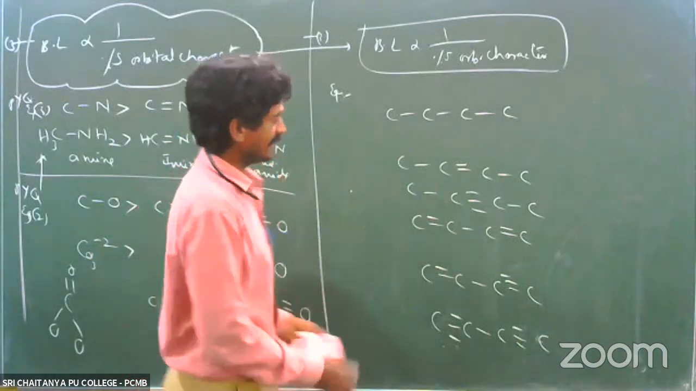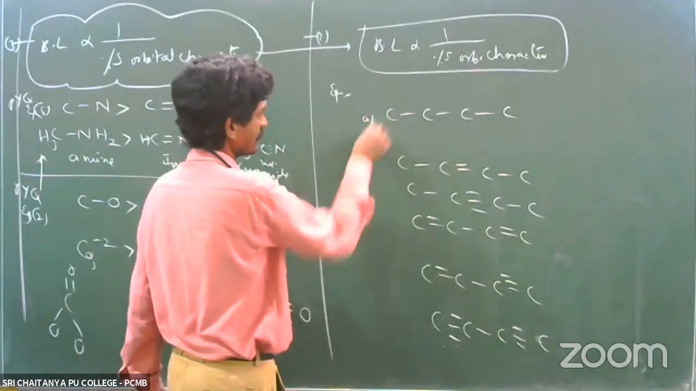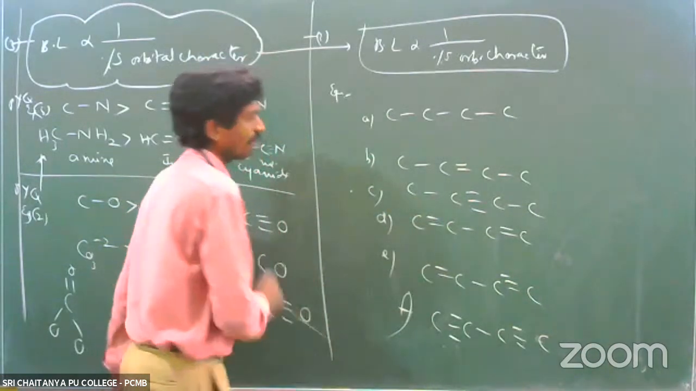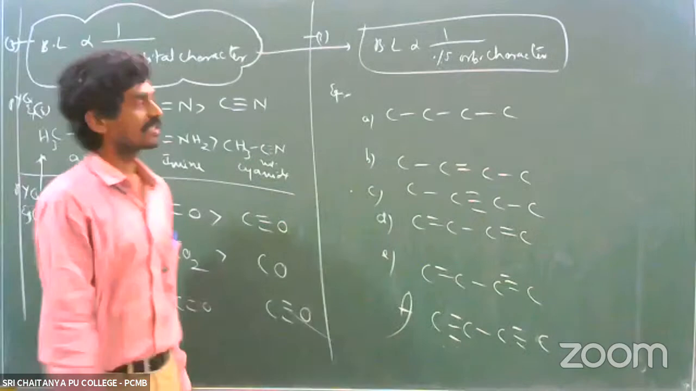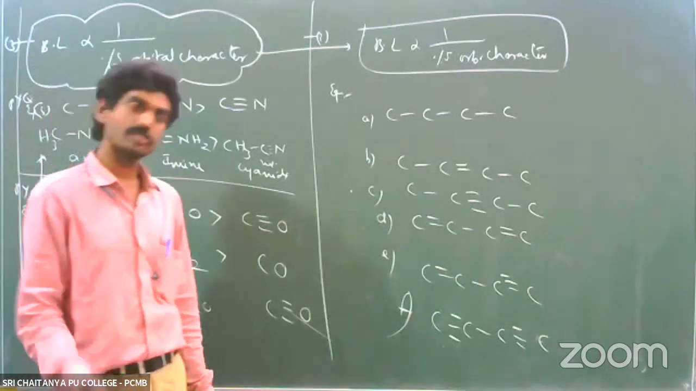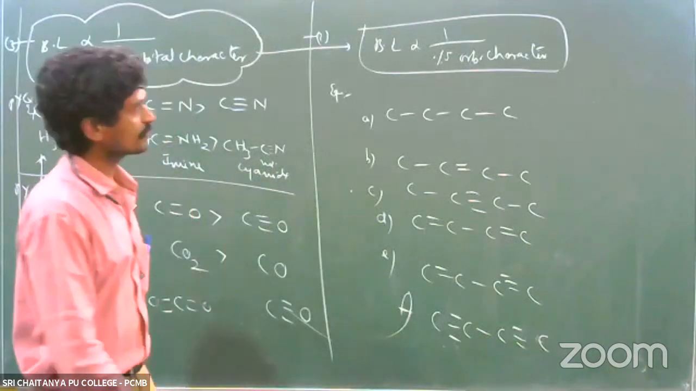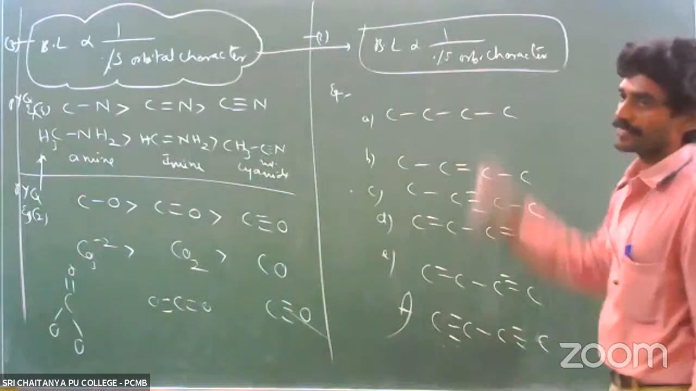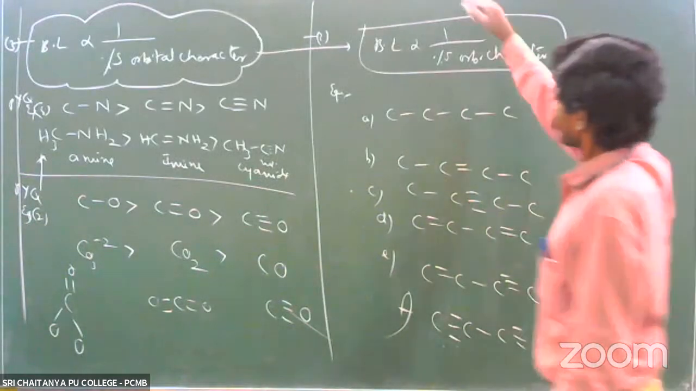Now tell me, I gave these A, B, C, D, E, F. Are they in the order of increasing bond length or decreasing bond length? Which one of them has the highest bond length, and which has the least bond length? How can you know? Answer this with the percentage of s orbital character. So s orbital, you know.